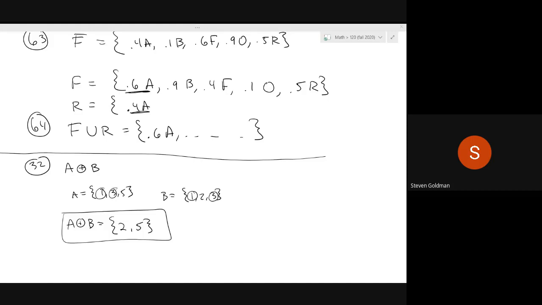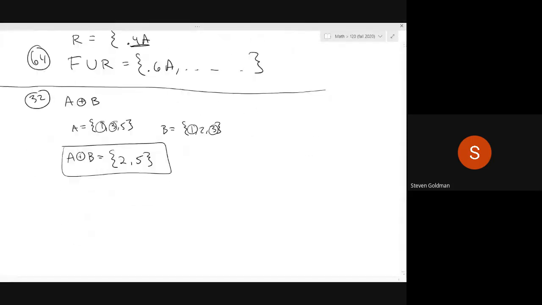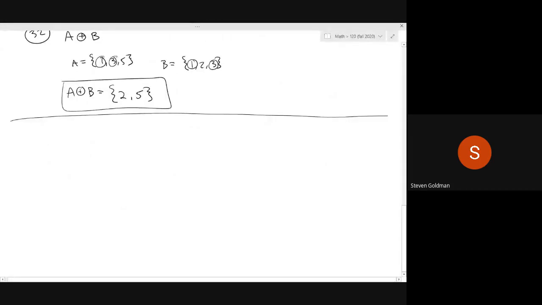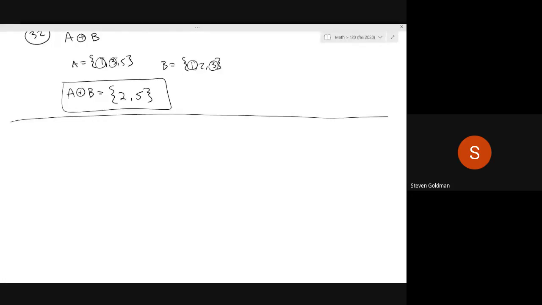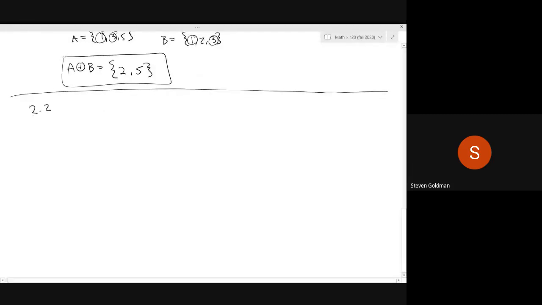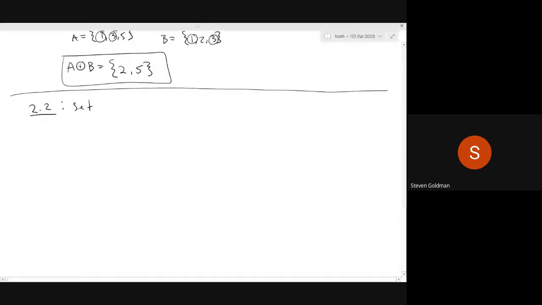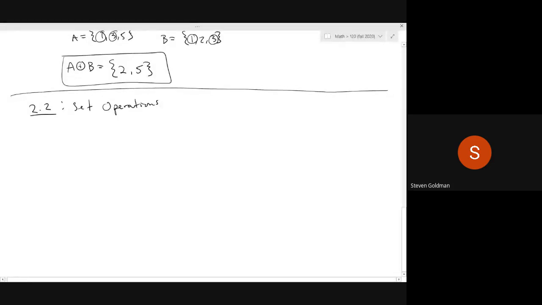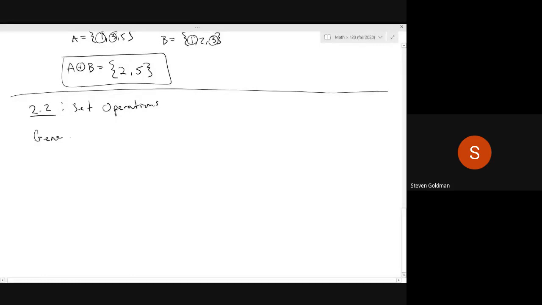Okay, so let's now continue where we were last time. We were in 2.2, we were discussing set operations. Before we move on from that, I want to discuss generalized unions and generalized intersections. And once we finish that, we can move on to 2.3 and discuss functions. So we are now still in 2.2, set operations, and we are discussing generalized unions and intersections.